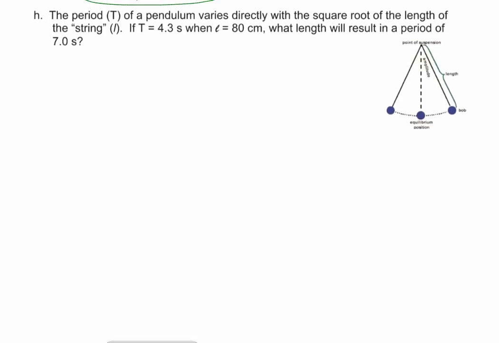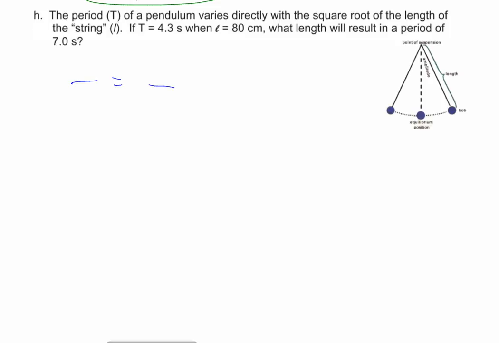All right. The period, capital T, of a pendulum varies directly with the square root of the length of the string. That's T equals k times the square root of L. If the period is 4.3 seconds when the length is 80 centimeters, what length will result in a period of 7 seconds? It's just a proportion problem. It's directly proportional. It's a direct proportion. We can either use y equals kx and solve for k, or we can use a proportion. I like the proportion. You don't have to worry what's k and what's x and what's y.